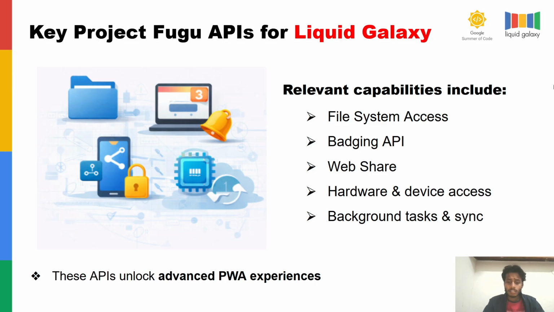The third API is Web Share. Web Share allows an application to easily share content using the system's native sharing mechanism. This is useful when users want to share links, share data, or trigger collaboration workflows.